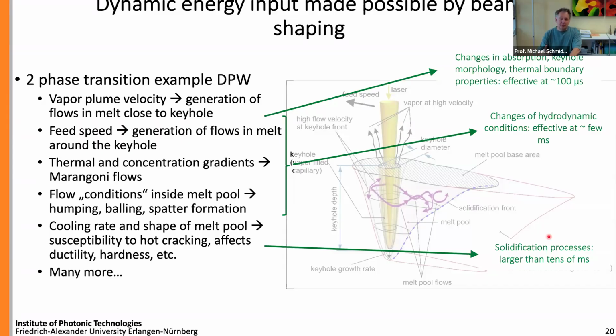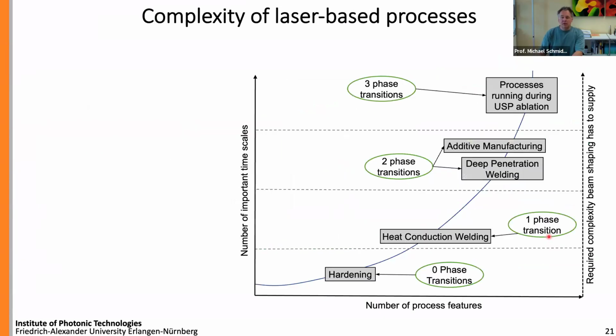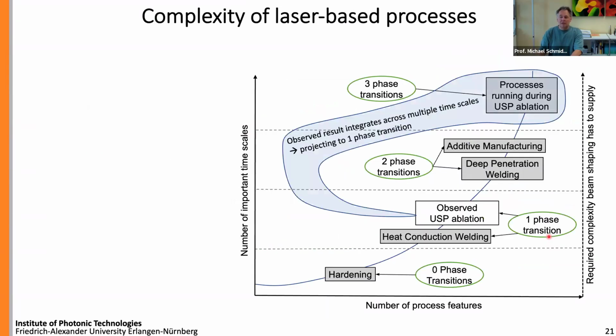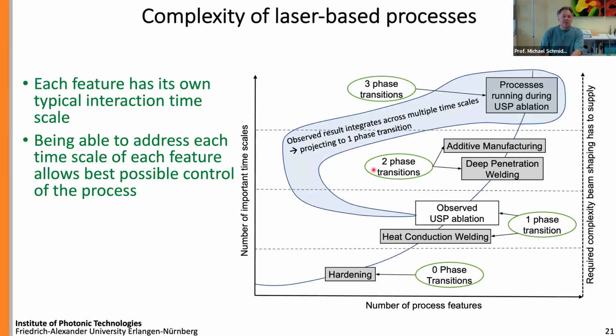And in principle, you can address them by a spatial temporal energy input directly, but knowing that all of them are still coupled. That means if you change one, you might partially change the other one because they are coupled. And this makes the whole thing a bit more complicated than it would be cool. This means each feature or its sub-process has its own interaction time, and we want to be able to address each time scale of each feature to allow the best possible control of the process. So we have to come with our spatial temporal energy input to some kind of a feature synchronous energy input.